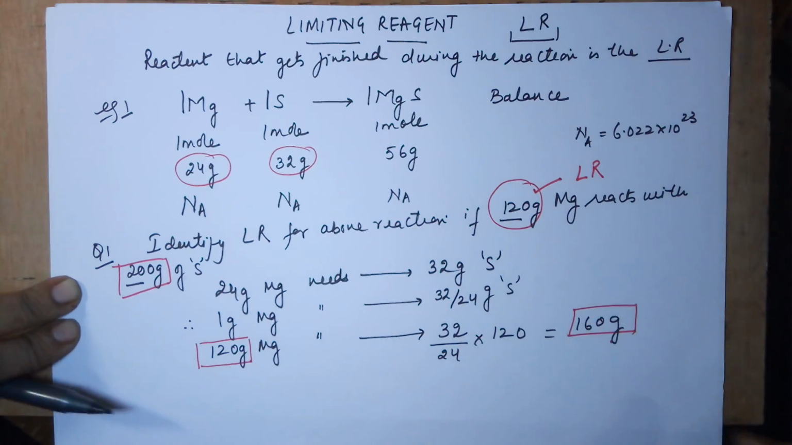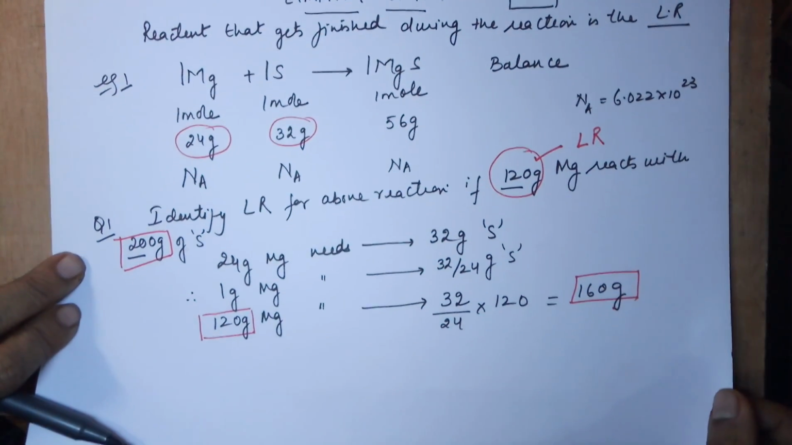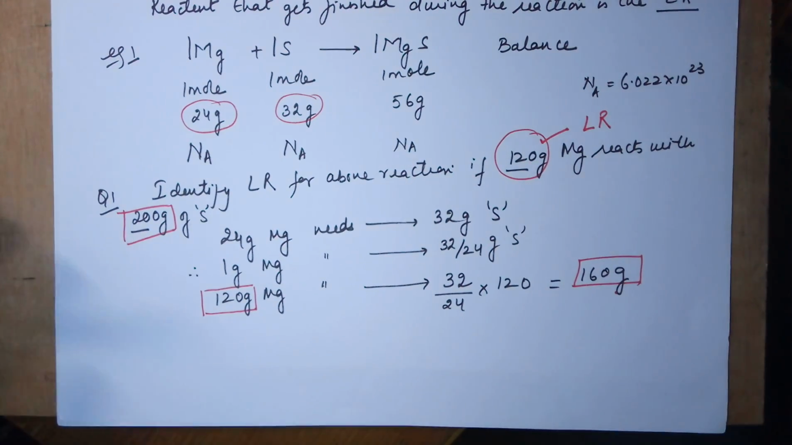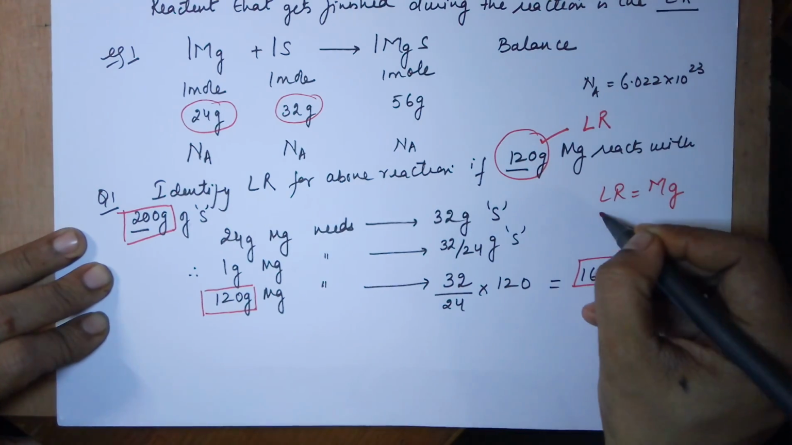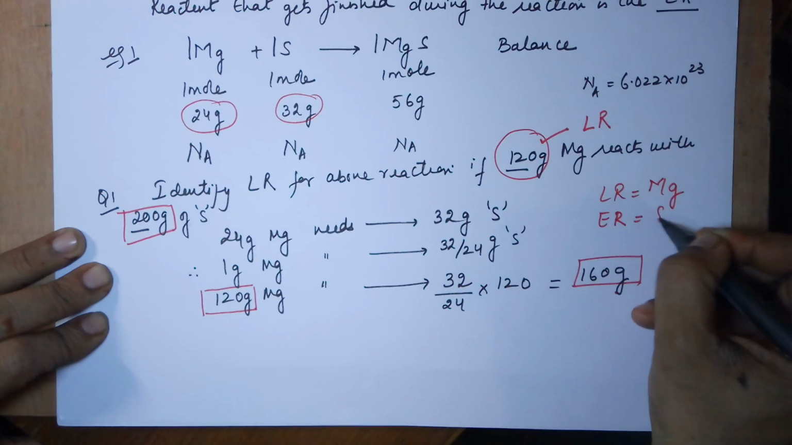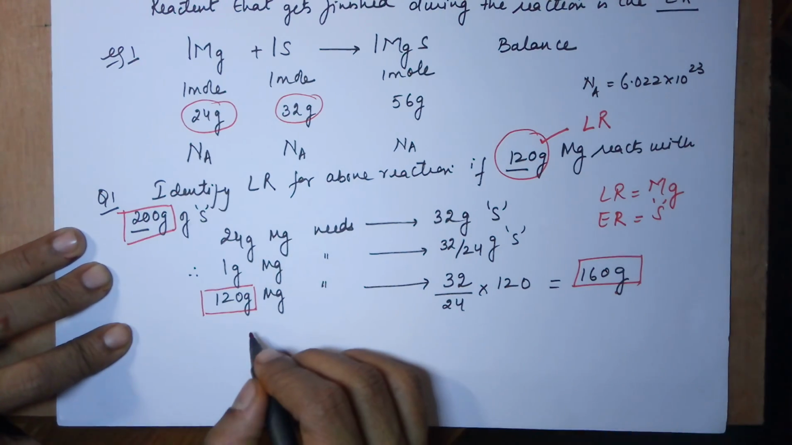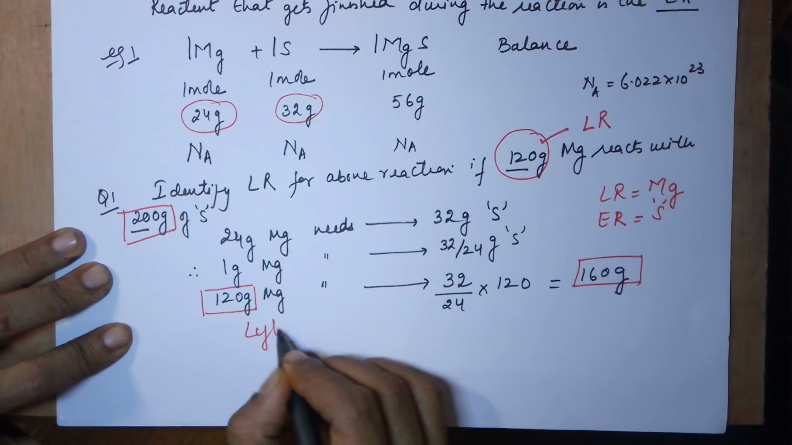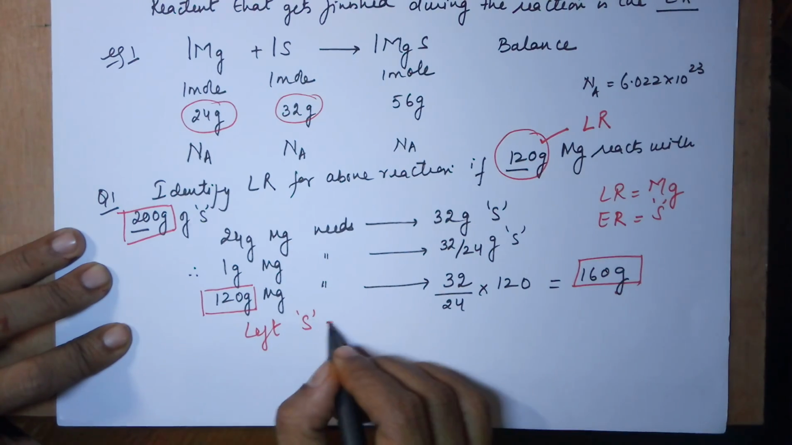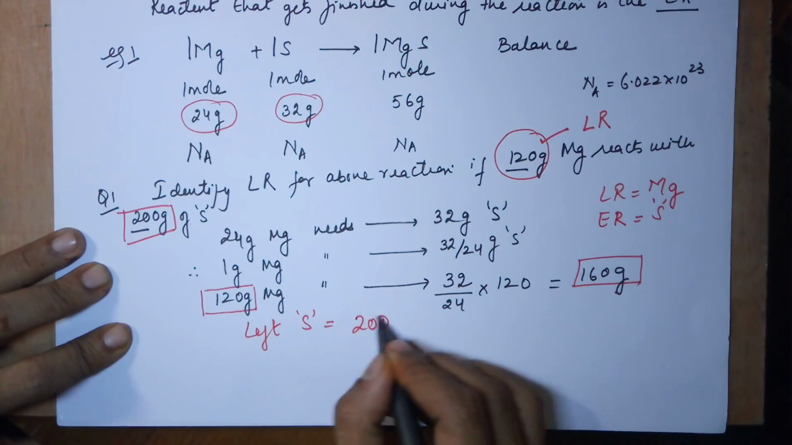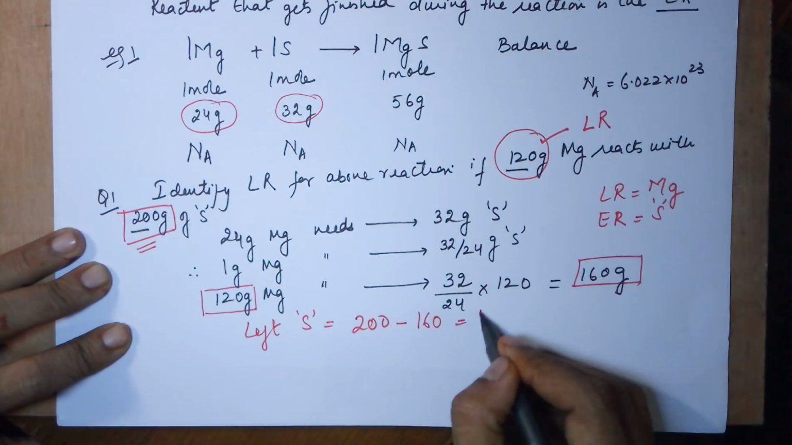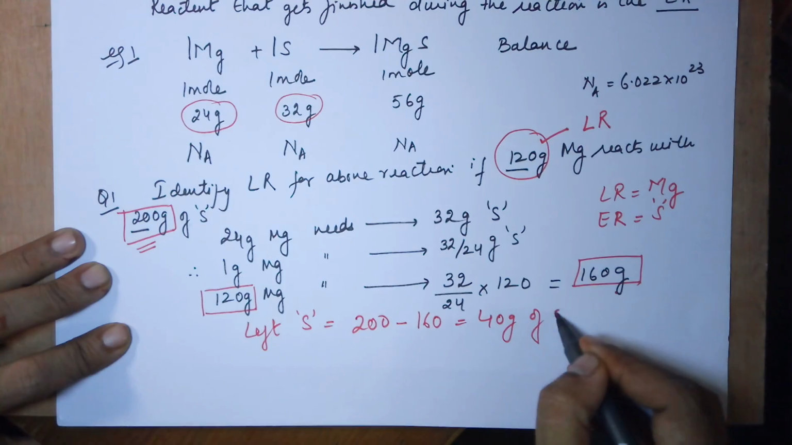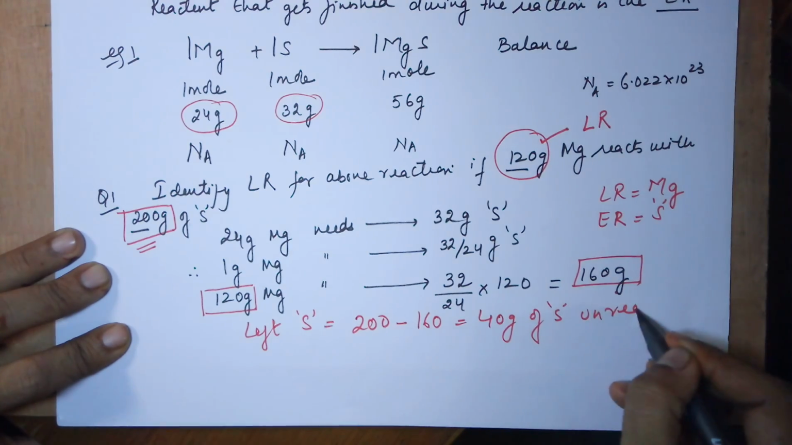Similarly, in the other case, you can also for this question find out the amount of the reactant which is in excess. In this question, your limiting reagent becomes magnesium. Therefore, your excess reagent becomes sulfur. How much of sulfur do you have in excess? The left amount of sulfur is equal to 200 grams was your given amount. Reacted amount is 160. So you're left with 40 grams of sulfur is unreacted.